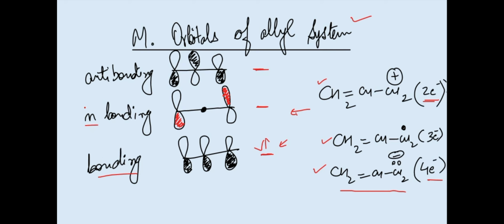N is for non-bonding orbital. So if you observe, the bond is not completed for the terminal carbon, so there is a non-bonding molecular orbital existing for the allylic system.